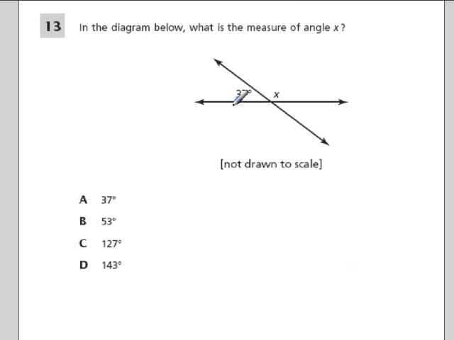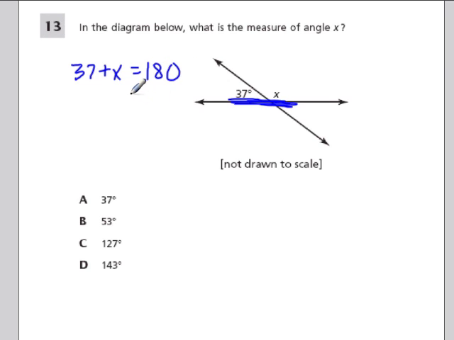Okay, so this is asking in the diagram below what is the measure of angle x. So here's x right here, and we have 37 degrees. So one way to approach this is to recognize that both x and 37 sit on this line, so they have to be supplementary. So 37 plus x, they're a supplementary pair, have to add up to 180 degrees.